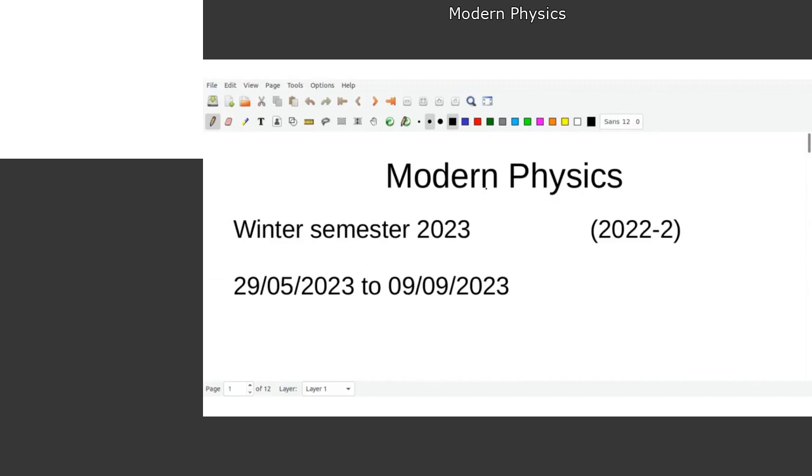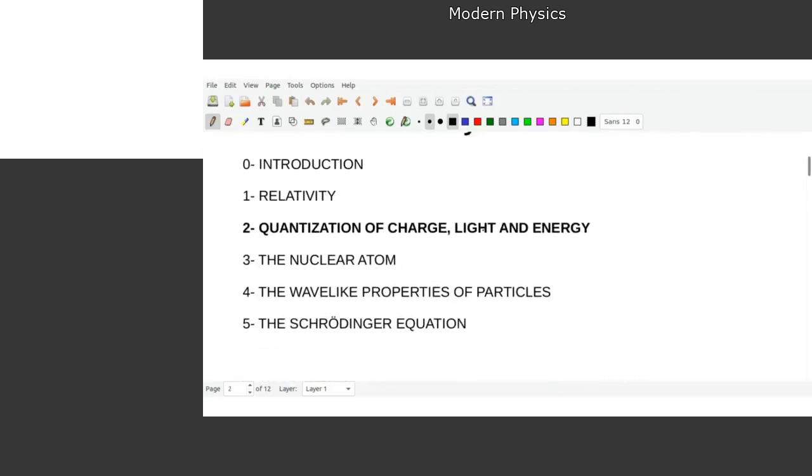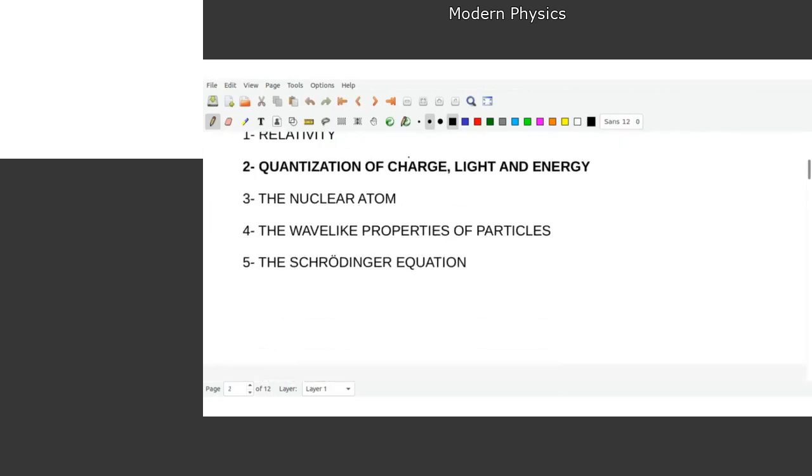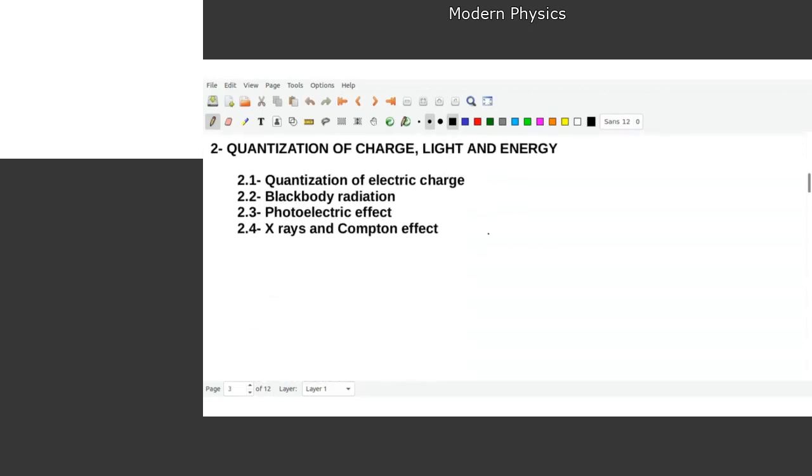Good morning, everybody. This lecture today will be for our course on modern physics. It will be on the quantization of light, and particularly this lecture will be on the photoelectric effect. We have already studied how the electron was discovered, meaning the quantization of electric charge.